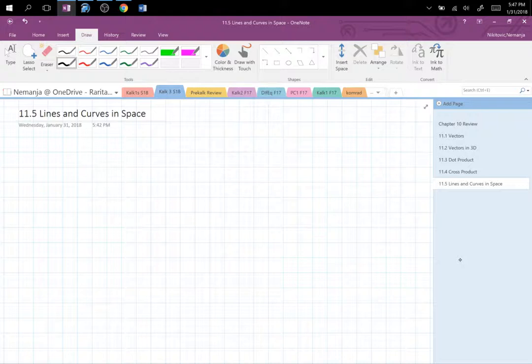Hello and welcome back to Calculus 3. So section 11.5, lines and curves in space. Now we are going to define a line in three-dimensional space and take a look at the way it works.